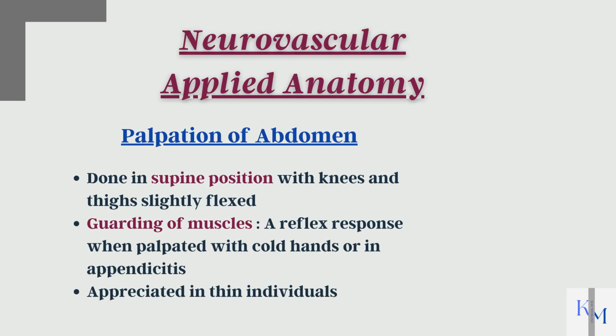The first applied concept that I want you to know here is, when we palpate an abdomen with cold hands, the muscles reflexively become rigid, the phenomenon known as guarding. This guarding is exaggerated when any organ inside the abdomen is inflamed. Like in appendicitis, this is actually a clinical sign to pick appendicitis. As a general rule, abdominal palpation is done in supine position with semi-flexion at thighs and knees.